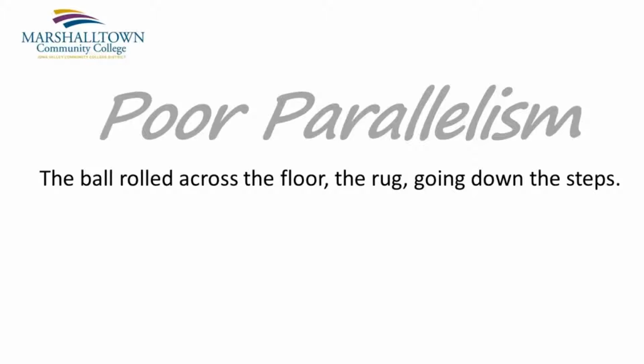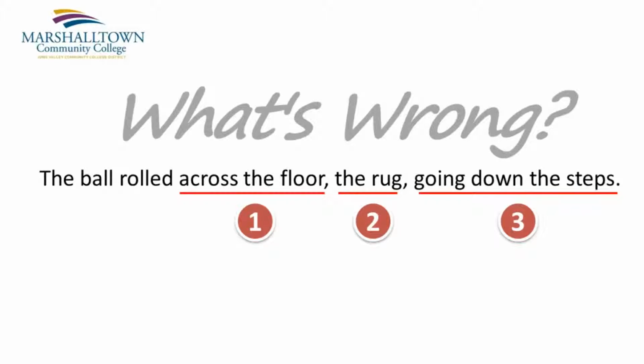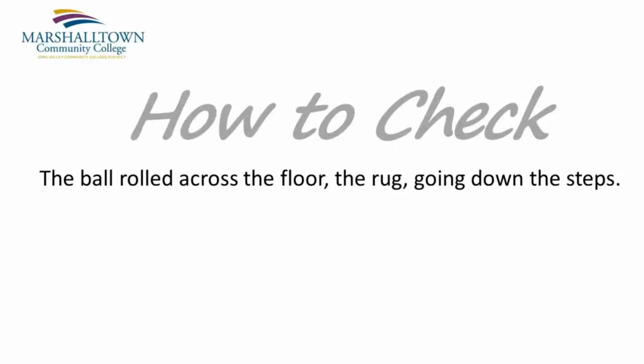Notice how this sentence sounds awkward and clunky. That's because the sentence is no longer parallel. Can you spot where the problem is? Sometimes the error can be a little tricky to see. That's why I like to use this simple method for identifying faulty parallelism in a sentence. First, identify the leading phrase of the sentence. In this example, the leading phrase is, the ball rolled.